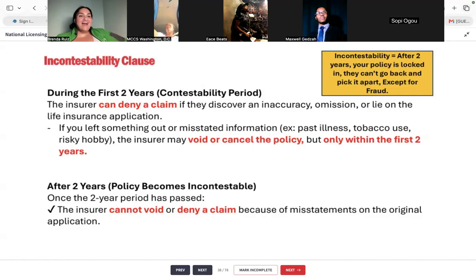Trust me, I've seen this. 8 years is a lot of time for me to see a lot of these things happen, and it does, y'all. So this can only happen within the first 2 years of a policy. After that, the insurance company cannot void or deny a claim because of misstatements on the application. It becomes incontestable. But during those first 2 years, it is very much contestable. It's crazy.